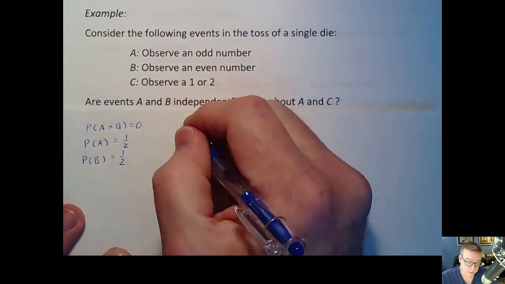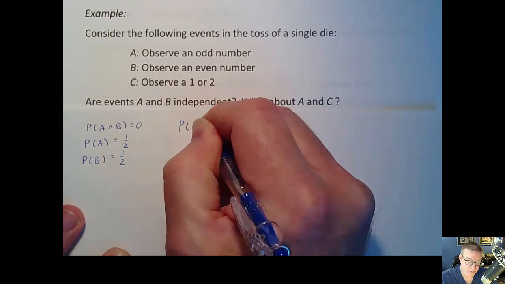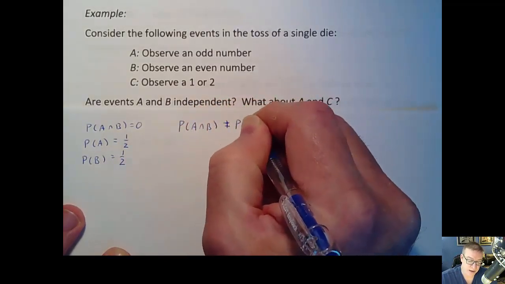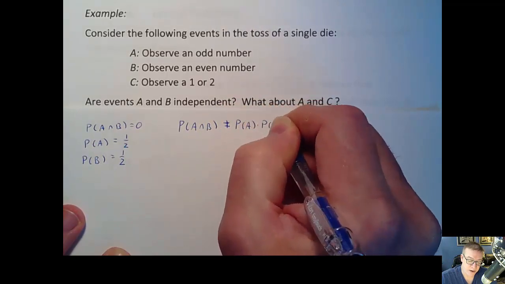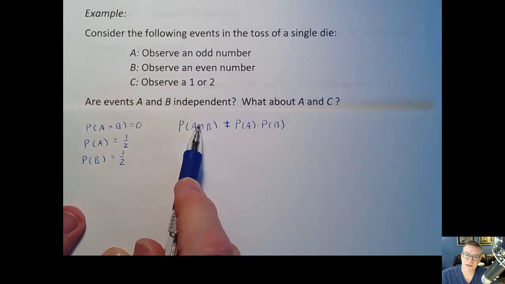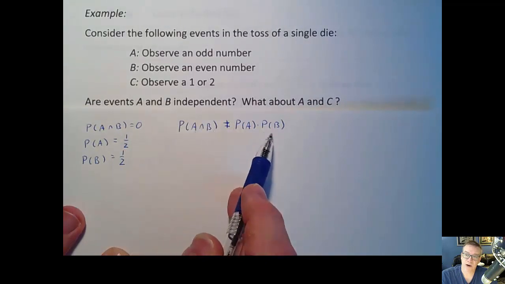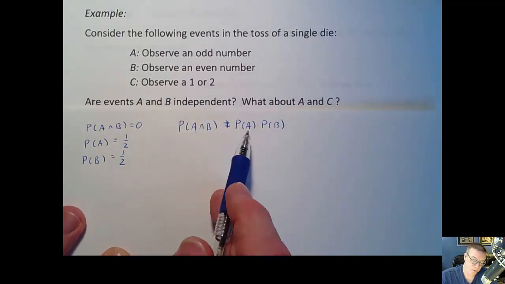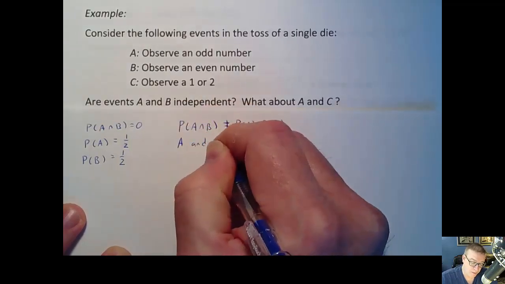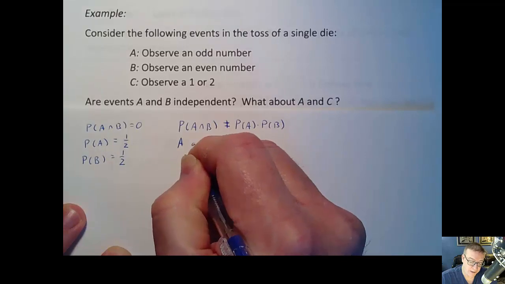And so we can see here that the probability of A intersect B is not equal to the probability of A times the probability of B. This is equal to 0 on the left-hand side, and we have 1/2 times 1/2 here. This is not equal, which means that A and B are not independent.